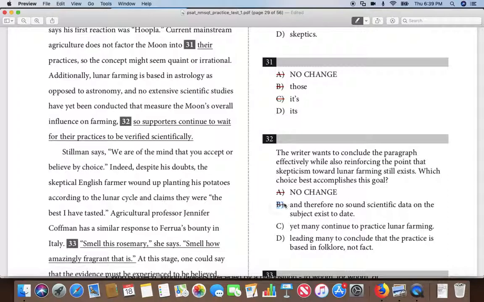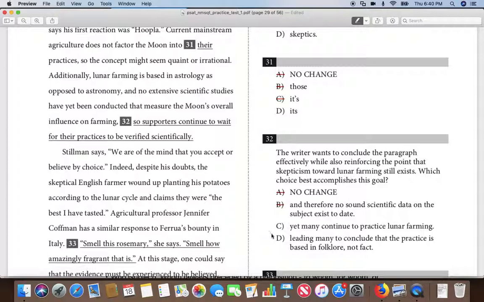Try C. Yet many continue to practice lunar farming. Does that conclude the paragraph effectively and reinforce the point that skepticism toward lunar farming still exists? There's no skepticism in that at all. Not even close. It's not even hinting at it like B does. I hope D works.